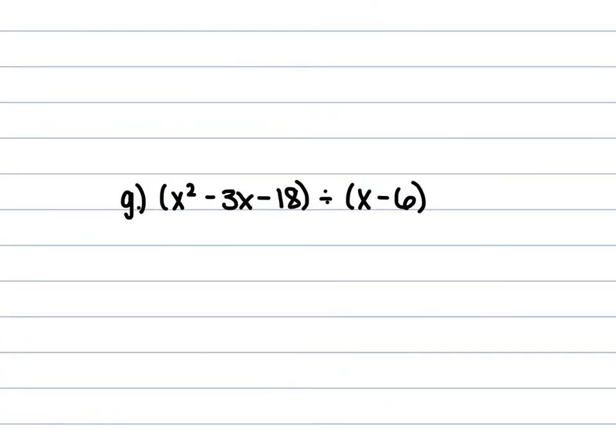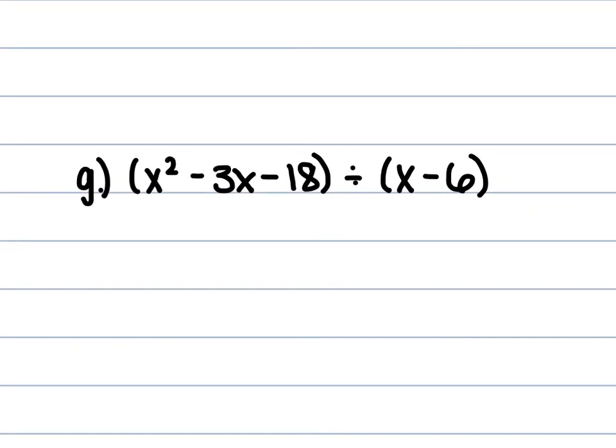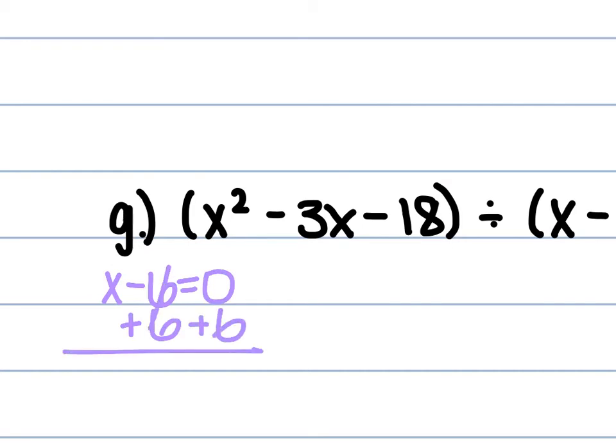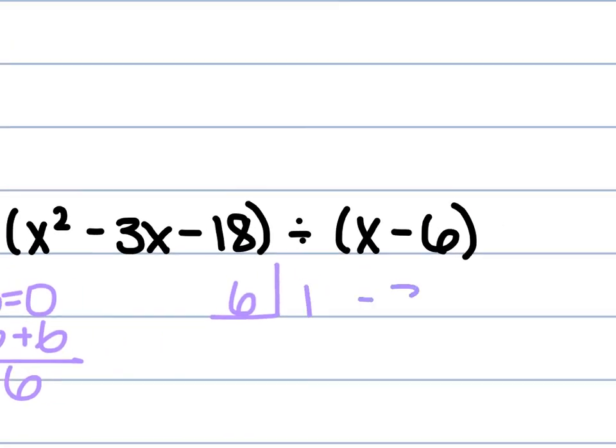For example G, we have x squared minus 3x minus 18. We have a 2, we have a 1, we have a constant, we're good there. Then we have an x minus 6, so that x minus 6 is equal to 0. Move the 6 over, so x is equal to 6. 6 will go on the outside of our box. We're going to have 1, negative 3, and negative 18 for our coefficients and our constant.